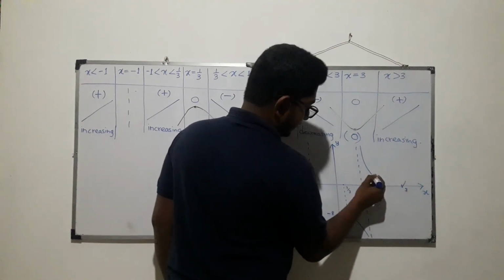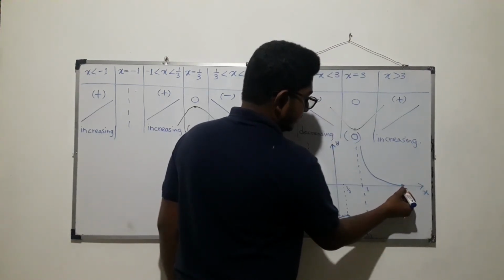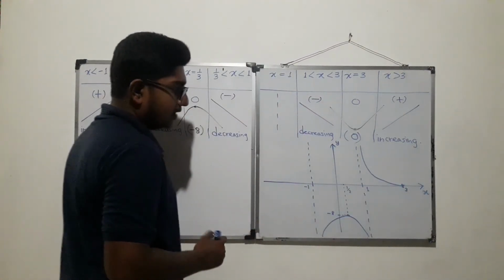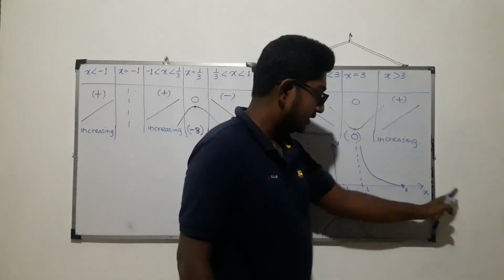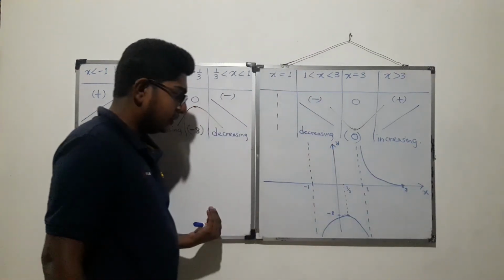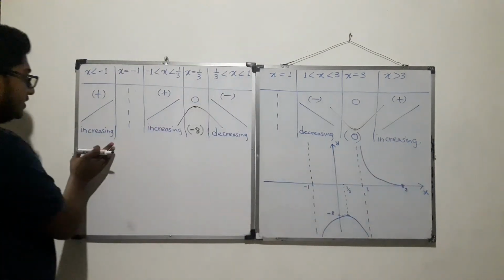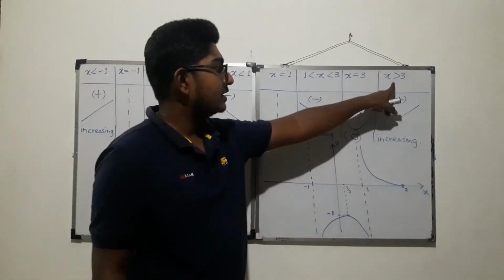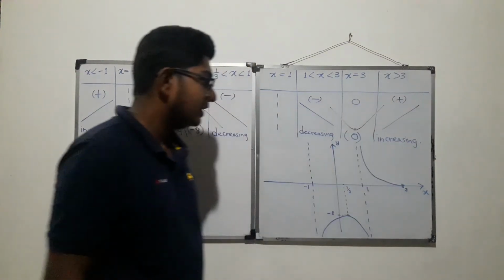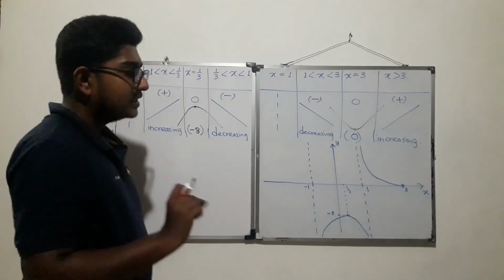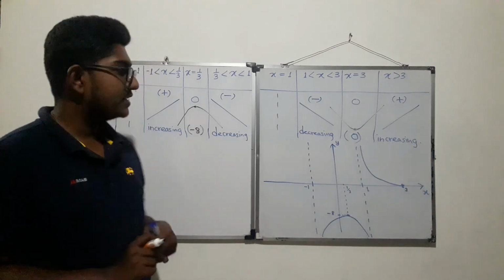The graph must touch the x-axis at 3. So we don't know what the nature of the graph is when it is beyond 3 and beyond minus 1. So that is identified from these two ranges. Here we have, when x is greater than 3, the gradient is positive, that is increasing, but it is increasing to a certain value. We have calculated the horizontal asymptote as 1.